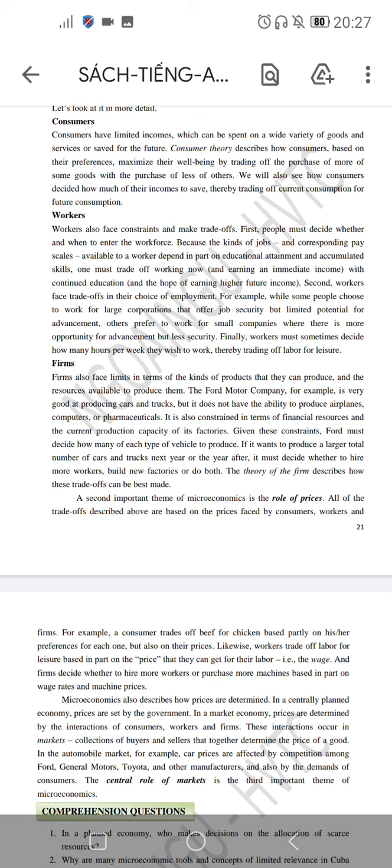For example, while some people choose to work for large corporations that offer job security but limited potential for advancement, others prefer to work for small companies where there is more opportunity for advancement but less security. Finally, workers must sometimes decide how many hours per week they wish to work, thereby trading off labor for leisure.